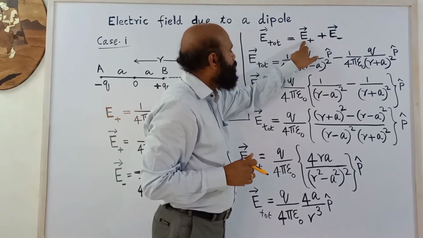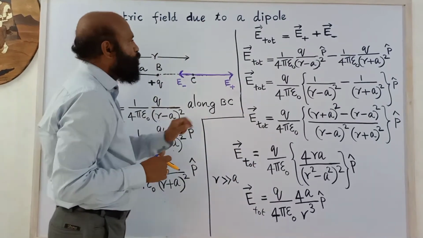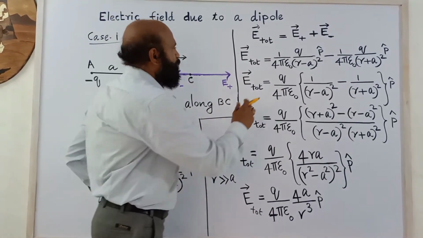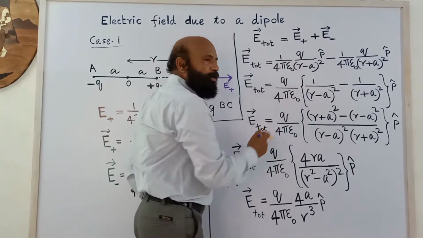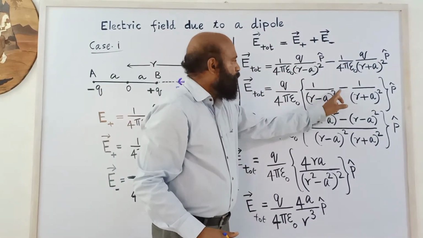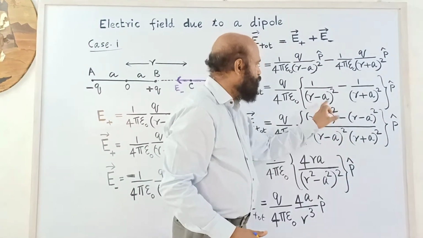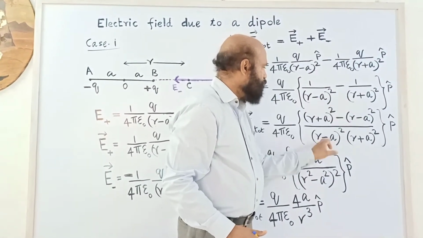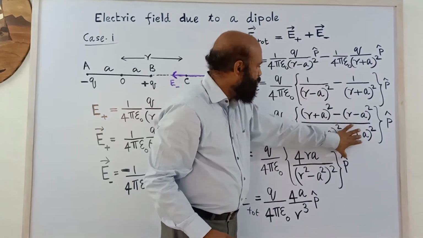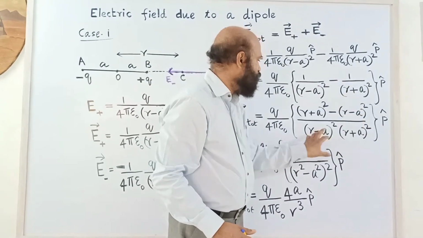So for field due to positive charge we can substitute this expression. Field due to the negative charge we can substitute this expression, and from this we can take q divided by 4 pi epsilon 0 outside. Then we have to subtract this quantity from this. For that we have to find out the LCM of these two. So LCM of these two is this, and then this is to be divided by this, so you will get (r plus a) whole square, minus this is to be divided by this, so you will get (r minus a) whole square.